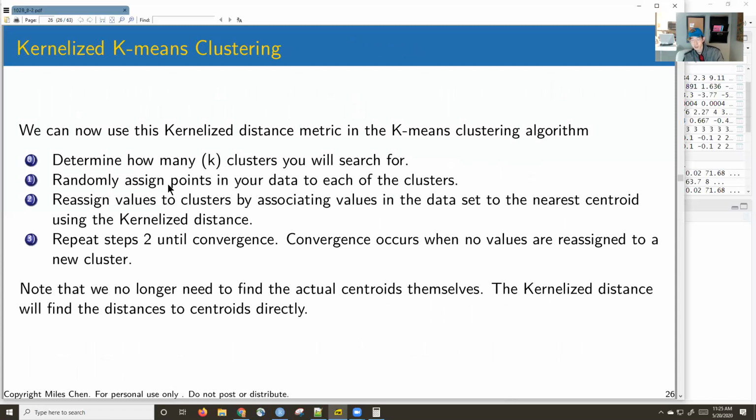So let me show you what we're going to do. We're going to redo k-means clustering, but this time with kernelized distances. The way the algorithm works is we decide how many clusters k to find, and we randomly assign points. So the first two steps are exactly the same. Before, it used to be find the centroids, then reassign the points. Now we just reassign the points directly, associating the values in the data set to the nearest centroid using the kernelized distance. We're going to calculate the distance to the centroid in one step without actually finding the centroids themselves.